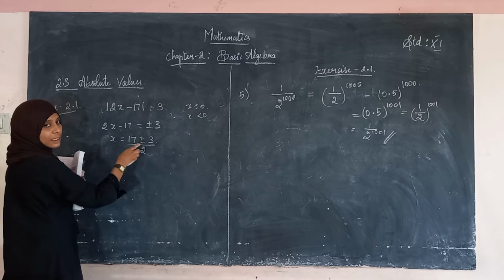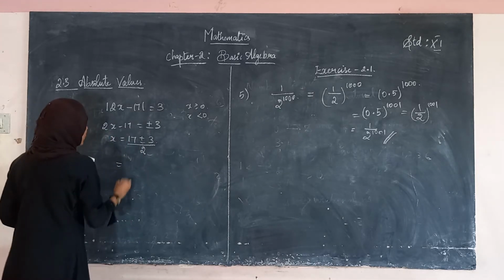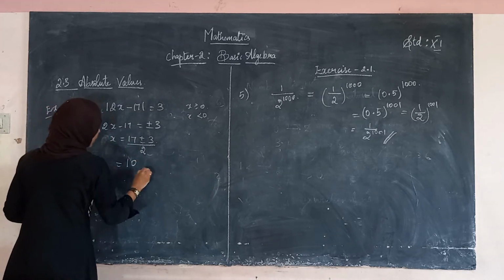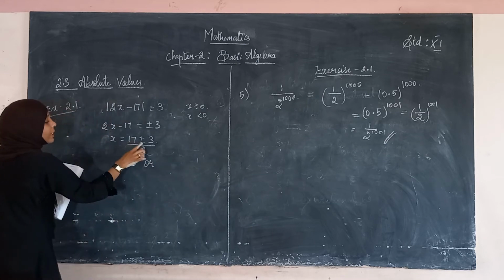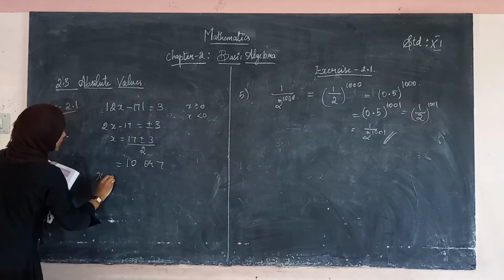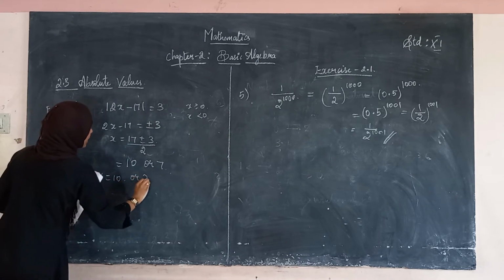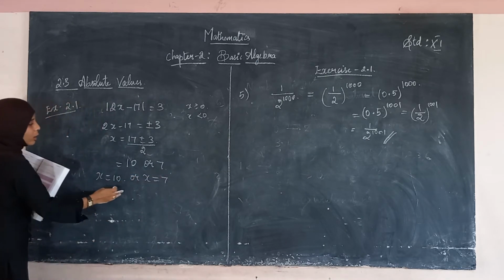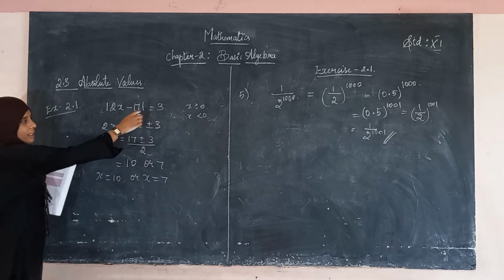What is 17 plus 3? 20. 20 divided by 2 is 10. Or what is 17 minus 3? 14. 14 divided by 2 is 7. Therefore, x is equal to 10 or x is equal to 7. It may take values depending upon the value of x.